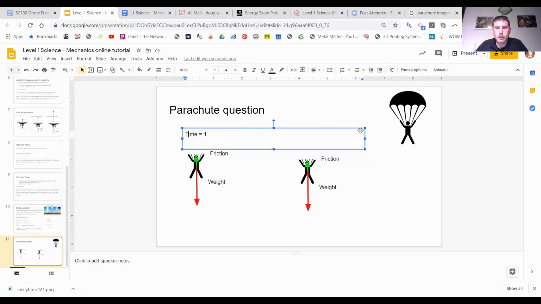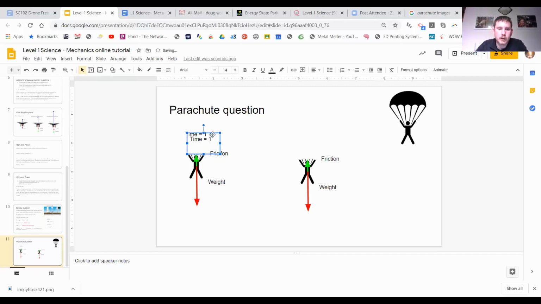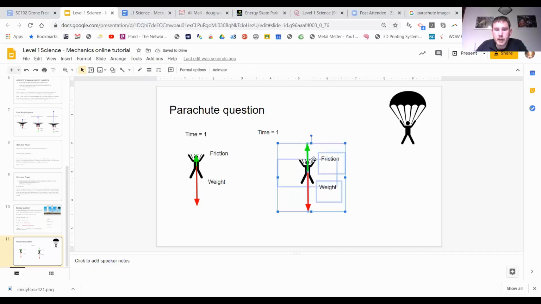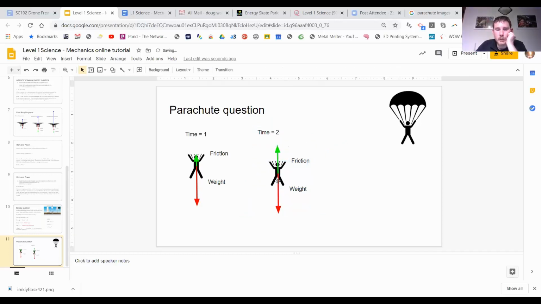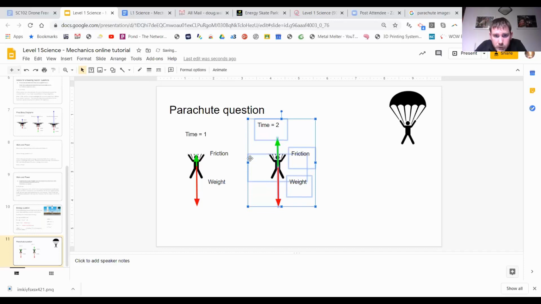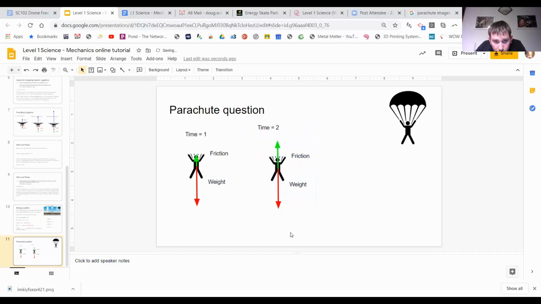Now at time equals 2, they've been accelerating for a little bit longer, and the weight arrow hasn't changed, but the friction arrow has increased. Now, let's make it about that big. So the weight arrow is still bigger, and that's at time equals 2. The weight arrow is still the same. The friction arrow is bigger, and I'll just reposition these so that the person is the same level on the page each time. I think that's about right.